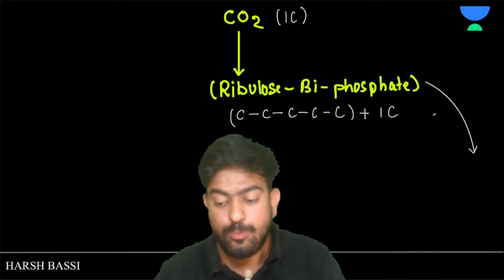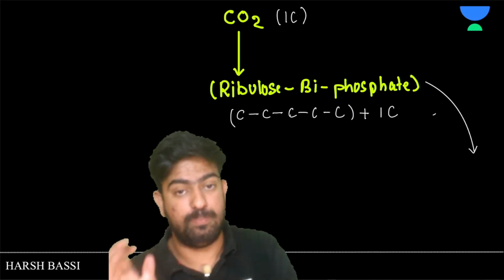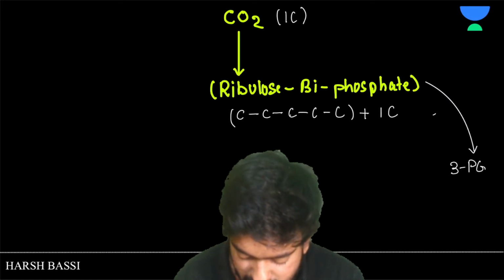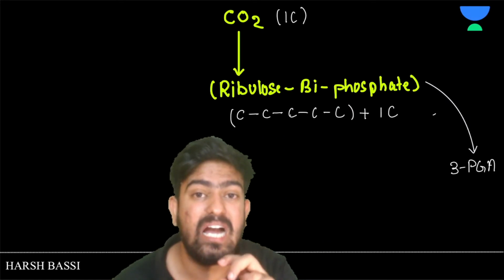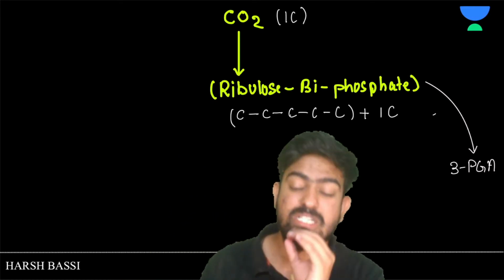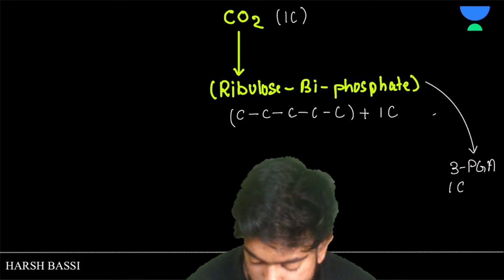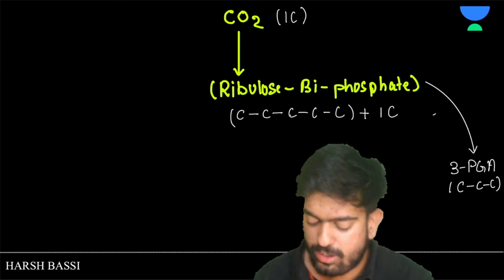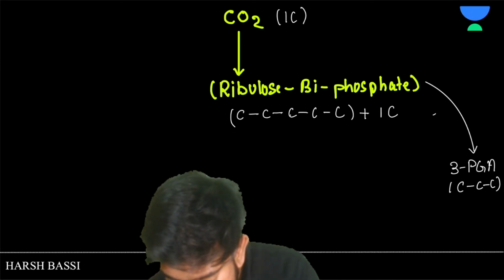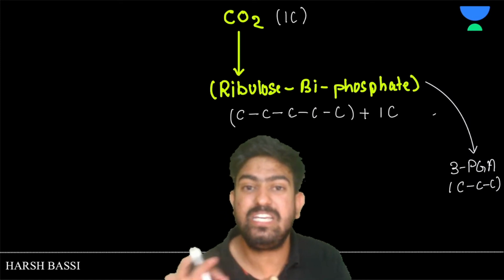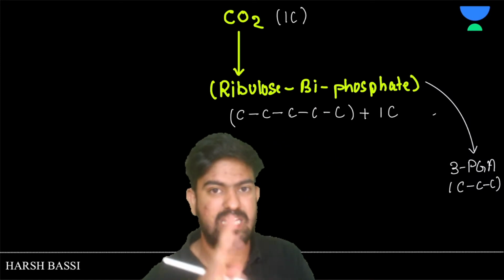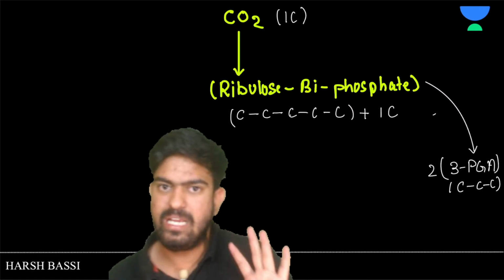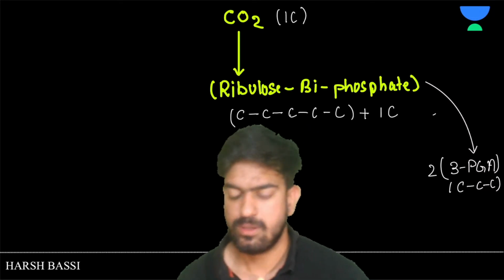So now the 6 carbon compound is breaking into 3-PGA. What is this 3-PGA, sir? It is a molecule containing 3 carbons. In total, we saw that there are 6 carbons, so how many molecules of PGA should be formed? 2 molecules, sir, because one PGA is made up of 3 carbons. So we can have 2 molecules of PGA, and that will make 6 carbons.